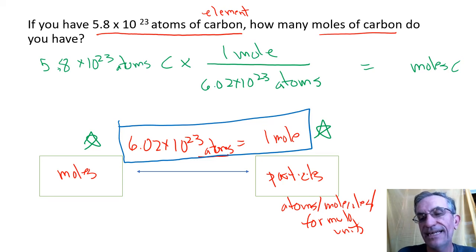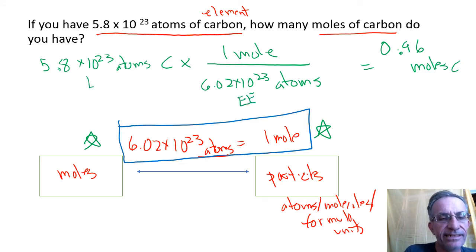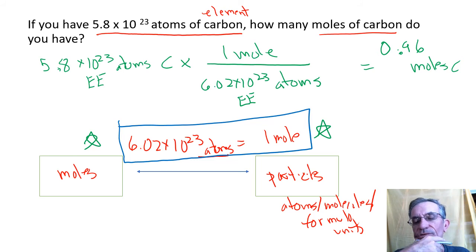Okay, you should be getting 0.96. If you didn't get that, try it again on your calculator. Don't forget EE, please. EE, please. You don't do times 10, you do EE. 5.8 EE 23 divided by 6.02 EE 23. And that should be your answer.